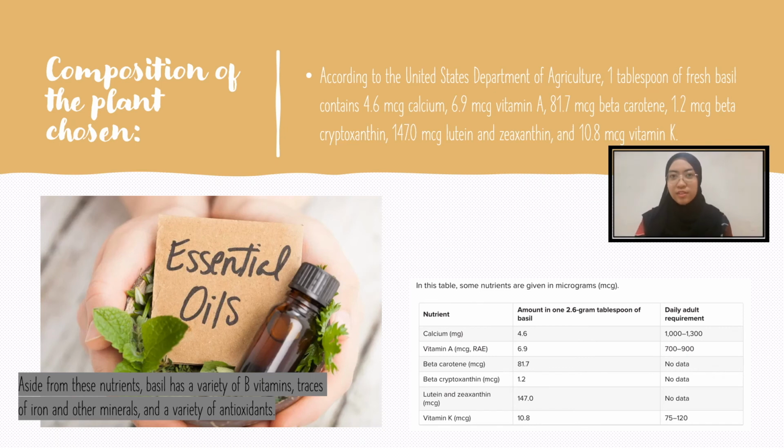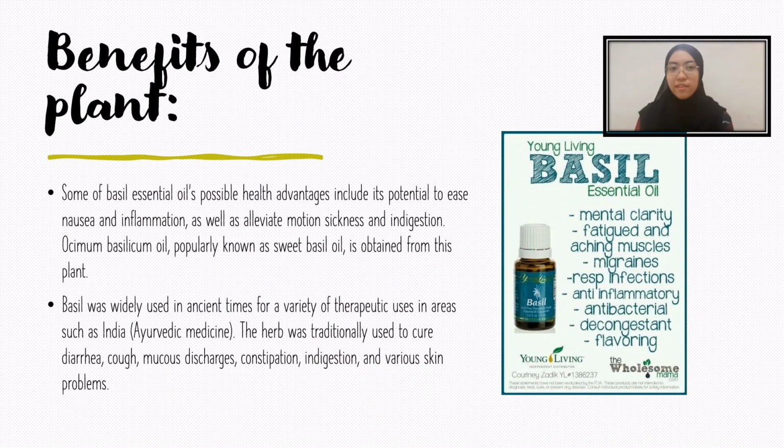Composition of the plant chosen. Aside from these nutrients, basil has a variety of vitamin B, traces of iron and other minerals, and a variety of antioxidants. Some of basil oil's possible health advantages include its potential to ease nausea and inflammation, as well as alleviate motion sickness and indigestion. Ocimum basilicum oil, properly known as sweet basil oil, is obtained from this plant, basil.